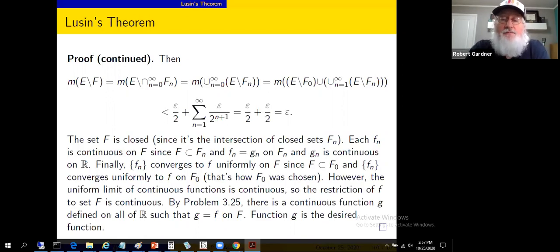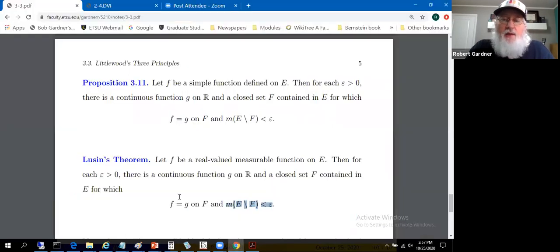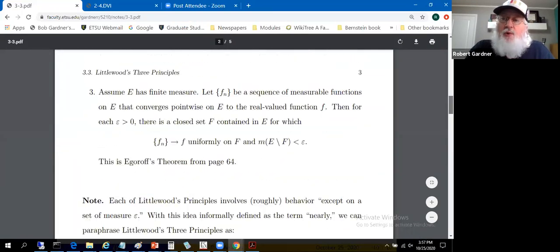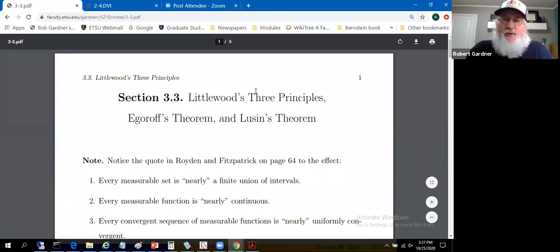And let's see, G is continuous on all of the reals, as we needed. The only place we don't have the equality is off of set F, that is on E set minus F, and the measure of that set is less than epsilon. And that's what we were looking for in Lusin's theorem. So that takes care of Littlewood's three principles. Actually, we'll require these in some of the stuff we do in chapter 4 when we develop Lebesgue integration.